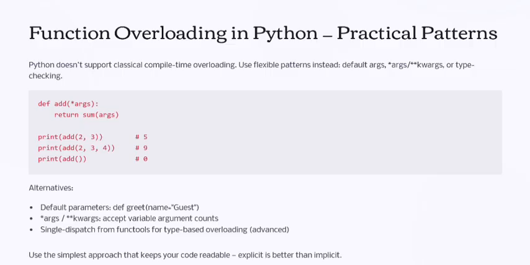Why are flexible arguments useful? They make functions more adaptable. Instead of creating many versions of the same function, we create one flexible function.